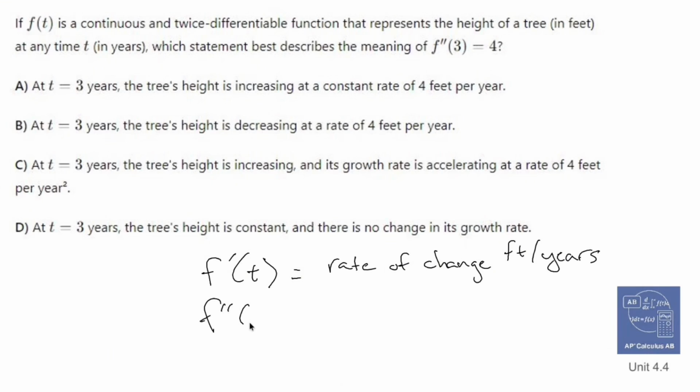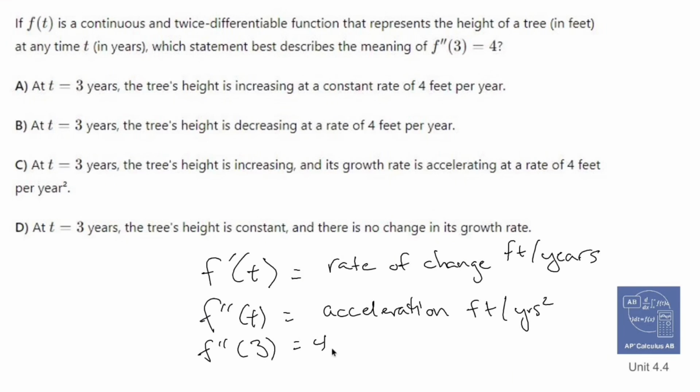I care about f double prime of t. Now that is the acceleration, okay? And that's measured in feet per year squared, right? So that's how your rate of change is increasing or decreasing. All right, so what this means is that if I were to plug in 3 to get 4, f double prime of 3 equals 4 means that I am growing at 4 feet per year squared.